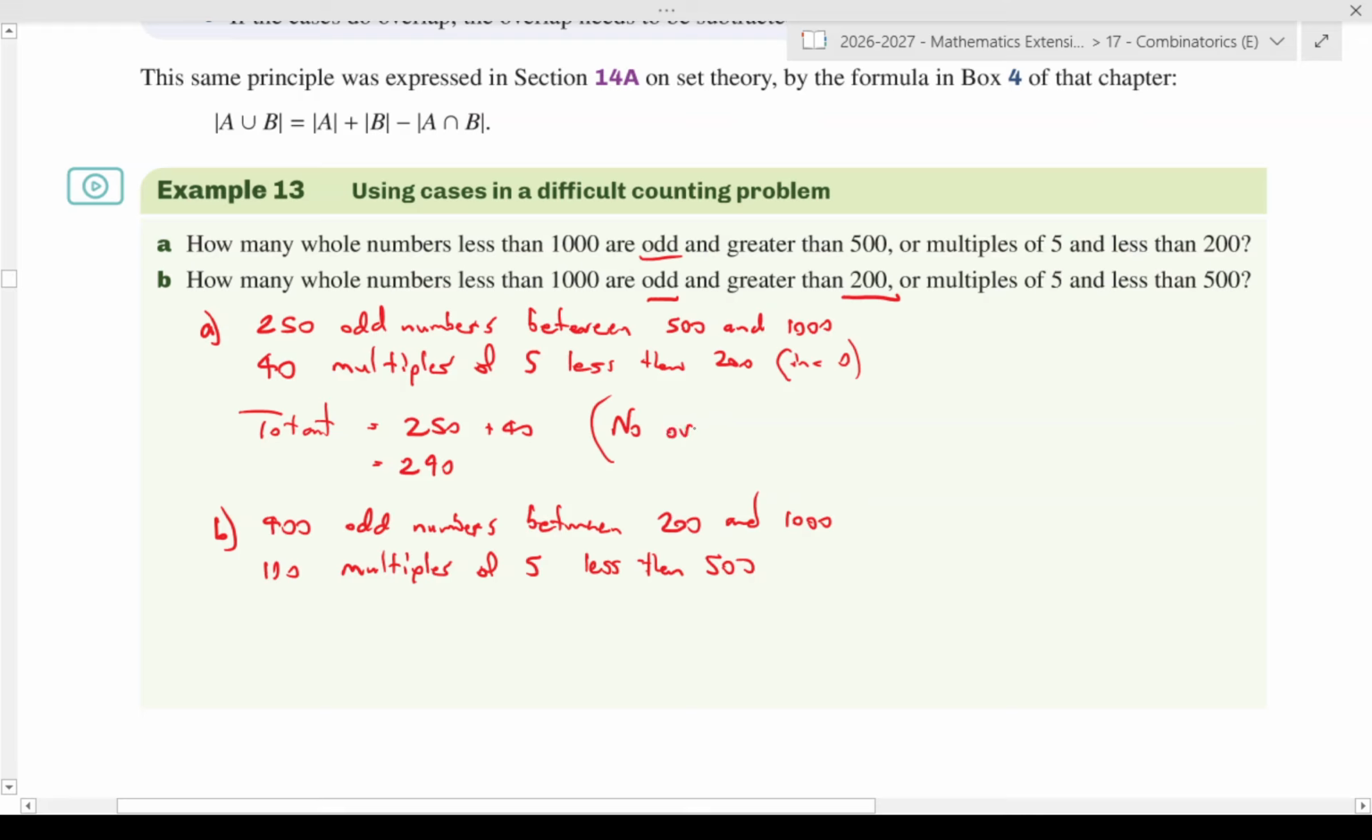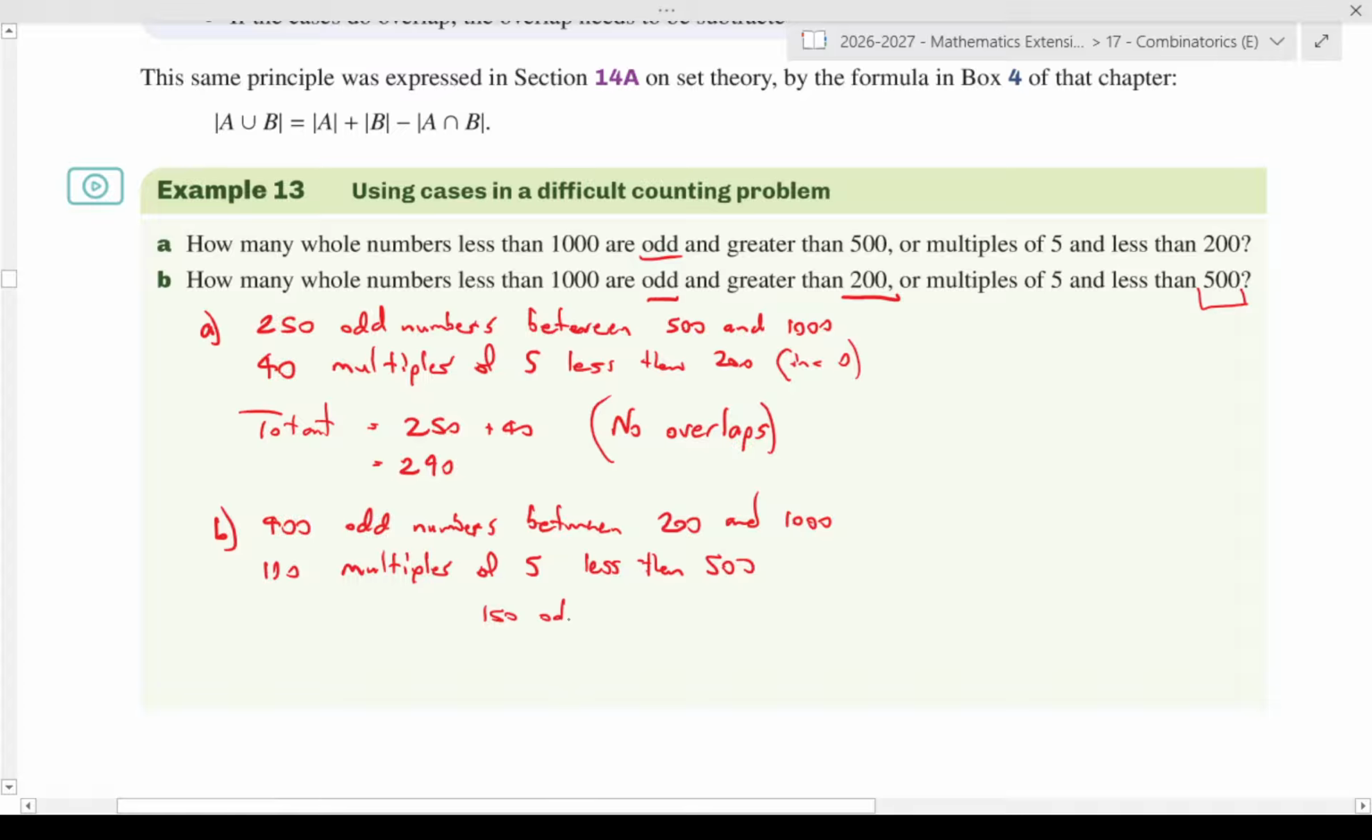Okay. There is a bit of a difference though. This case up here had no overlaps. This one does have overlaps. So where are we going to find the overlaps? Well, we've got to look in between 200 and 500 and see what the overlaps are. So how many numbers that are odd are between 200 and 500? Well, there's 150 of them.